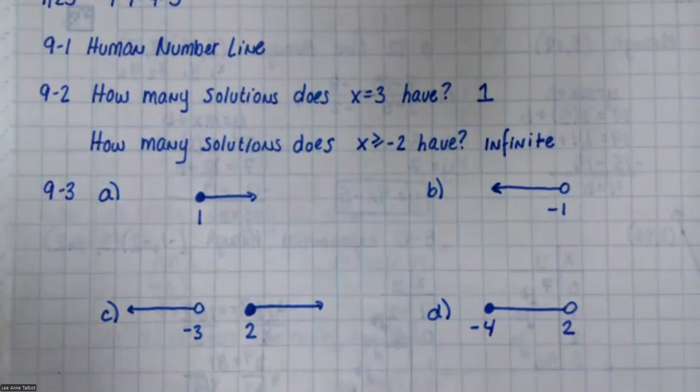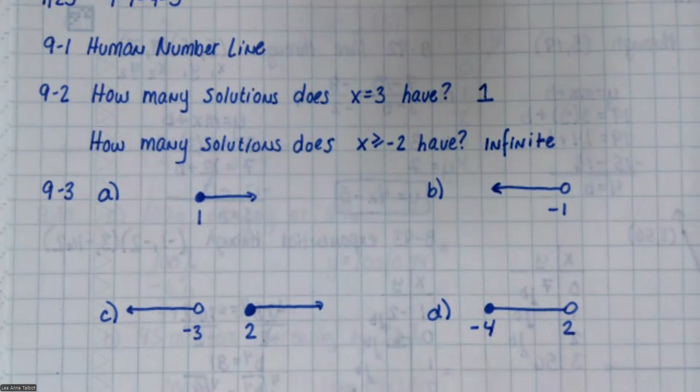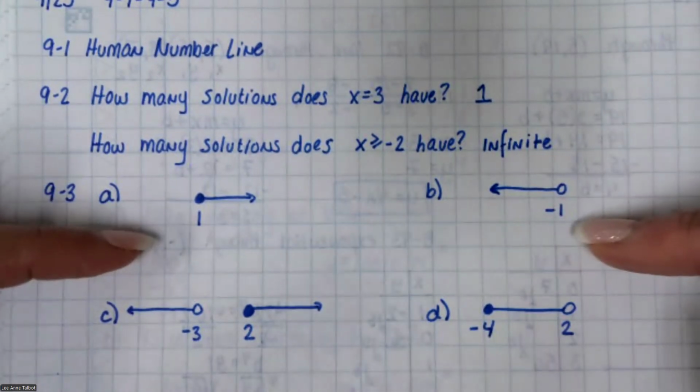Okay, now number 3 is middle school review. So these are taking the arrow and rewriting it into an inequality. I don't know what grade this is. 7? Is it 7, you think? Okay, now I don't know about these last two, but these two are definitely 7th, I think.